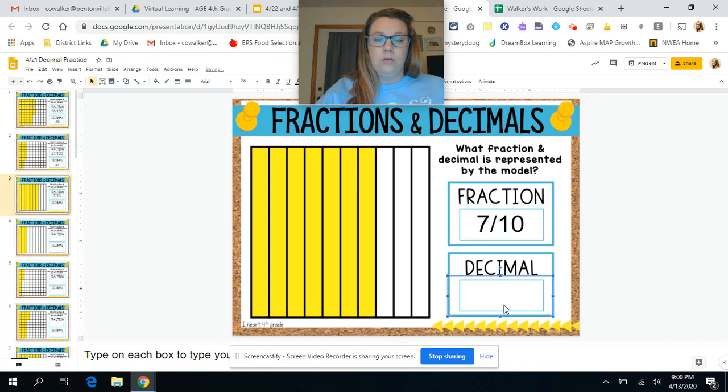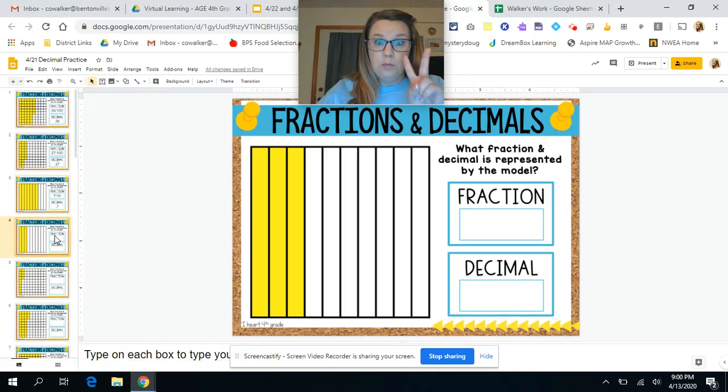Now on my decimal, remember it goes ones, the decimal and the tenths place, and then the hundredths place. So what place value is that 7 going to be in? The tenths place. So it's going to be and 7 tenths. That's it. Just 2 more, we're halfway there.